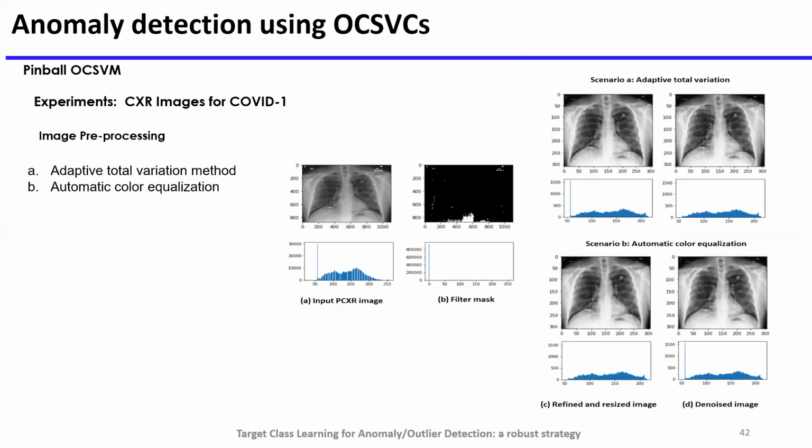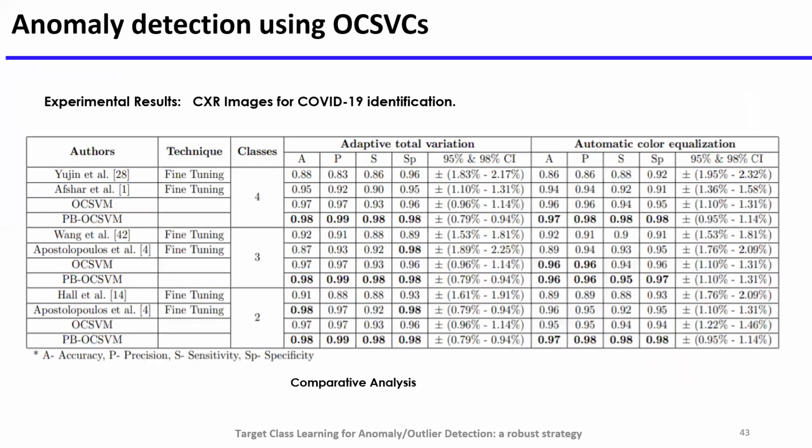Coming to the pre-processing steps, the adaptive total variation method and histogram equalization have been used. You can see in this diagram the input, the filter mask, and the outcomes of these two different pre-processing techniques, that is, the refined or precise images and the noised images. And these were the results.